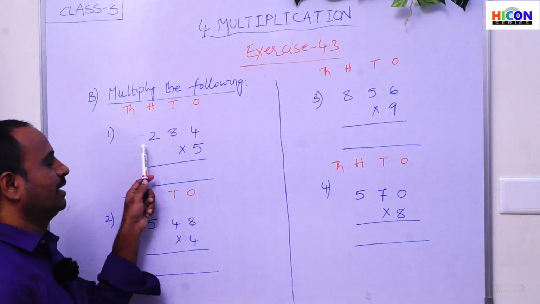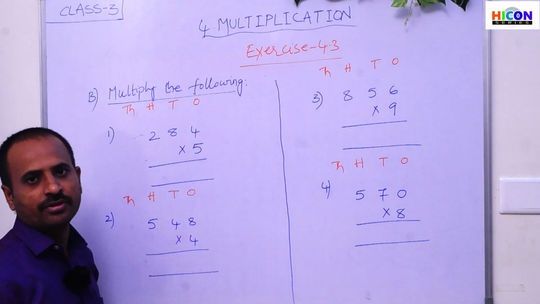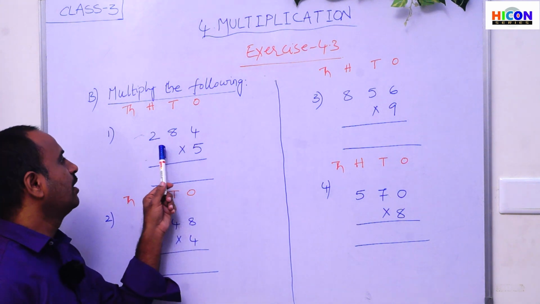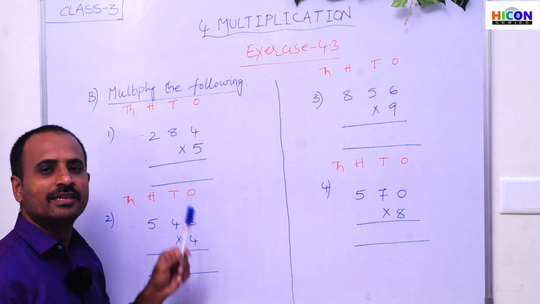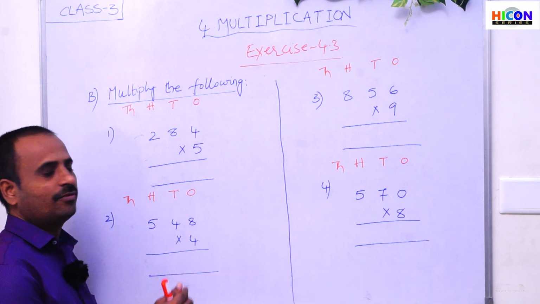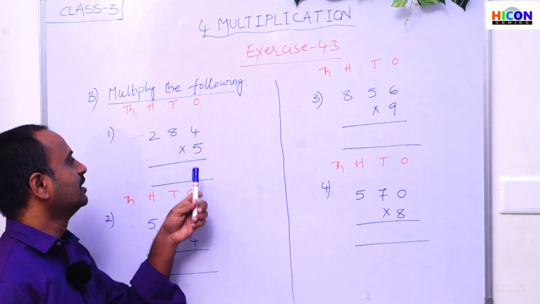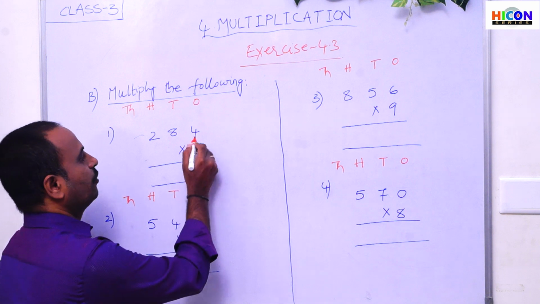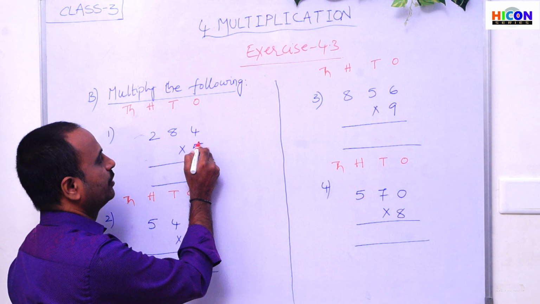Here a 3-digit number is given, 284. It is a 3-digit number. We have to multiply this 3-digit number with 5. That is, 5 is a single-digit number. Now, let us start multiplication from the ones place. We have to multiply the digit in the ones place with 5. So what is present in the ones place? 4 is present in the ones place. So first multiply 4 with 5.